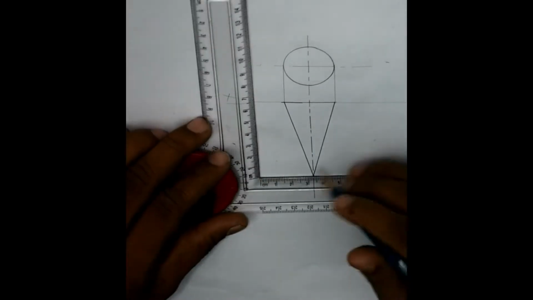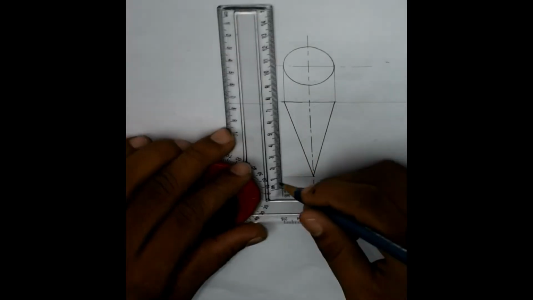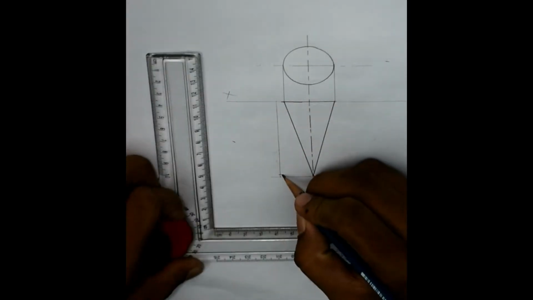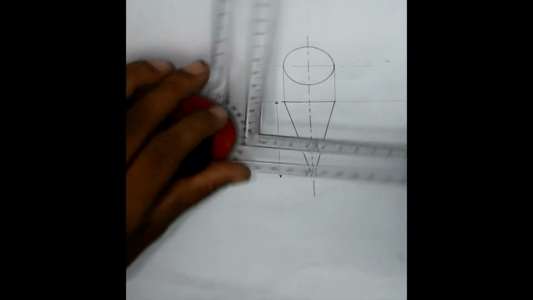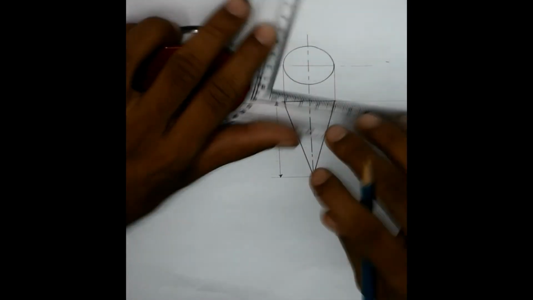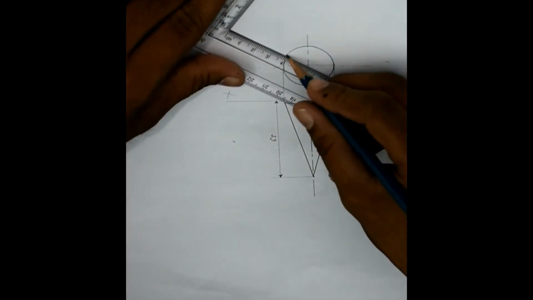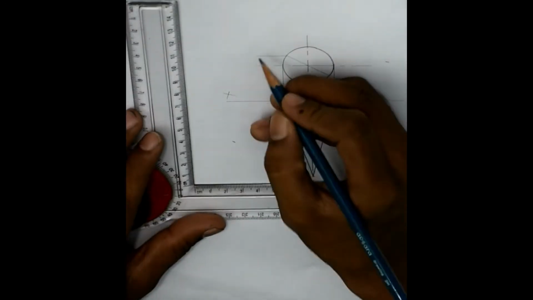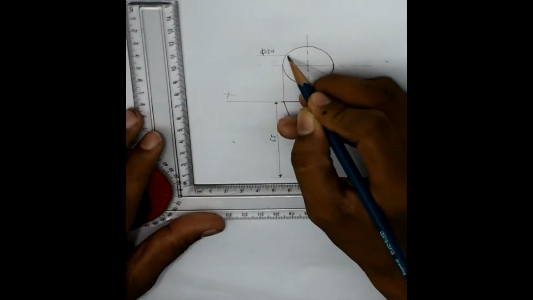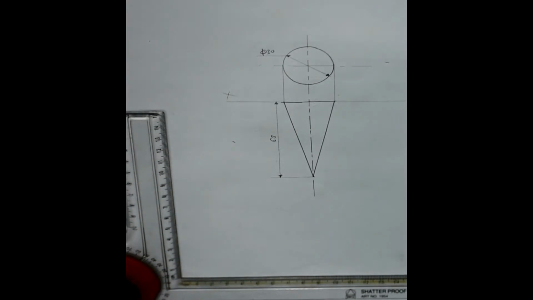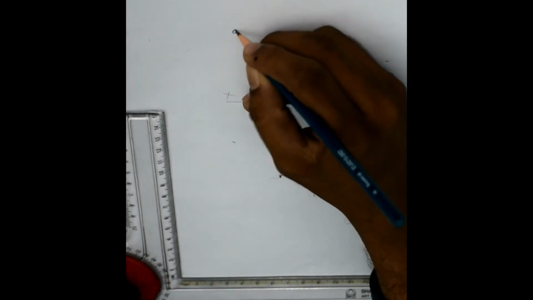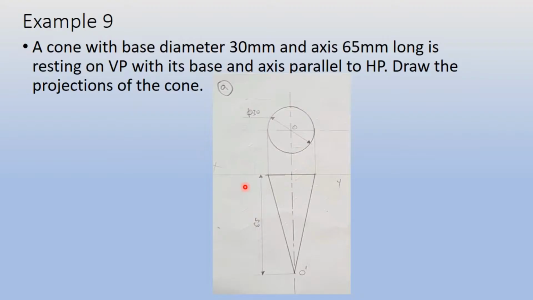So the dimensioning part is very simple. The axis height. And the base diameter. That's it. Hence our exercise number 9 is completed. So this is the solution of your ninth question.